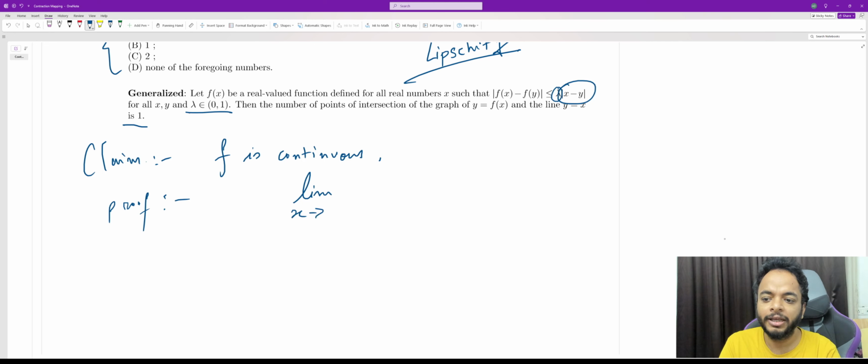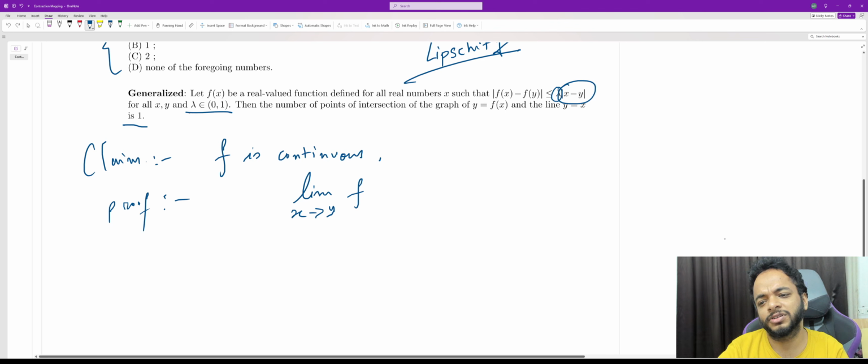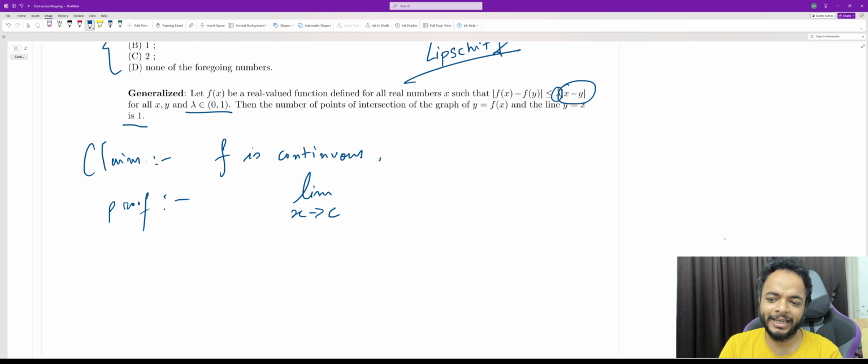That is, you know that limit x tends to y of f(x) equals f(y), or you must be getting confused about x and y, so let's use c. So limit x tends to c of f(x) equals f(c), then we say that the function is continuous at the point c. Okay, so just at the point c, not everywhere. So now let's use this thing.